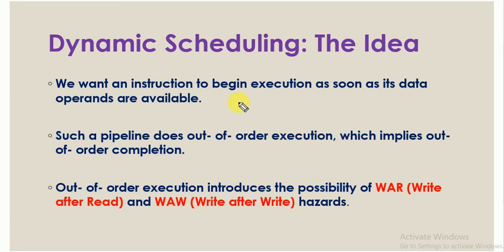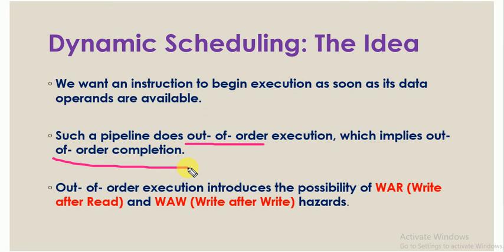Now we want an instruction to begin execution as soon as its data operands are available. That is very clear. Whenever we want to execute an instruction, we need to have its data available. So such a pipeline does out of order execution. If the operands are not available, we need to have an out of order execution. In the previous example itself, if the order is being changed, that is called out of order execution, which automatically implies out of order completion also. So the completion will also be in a different order than what we were expecting.